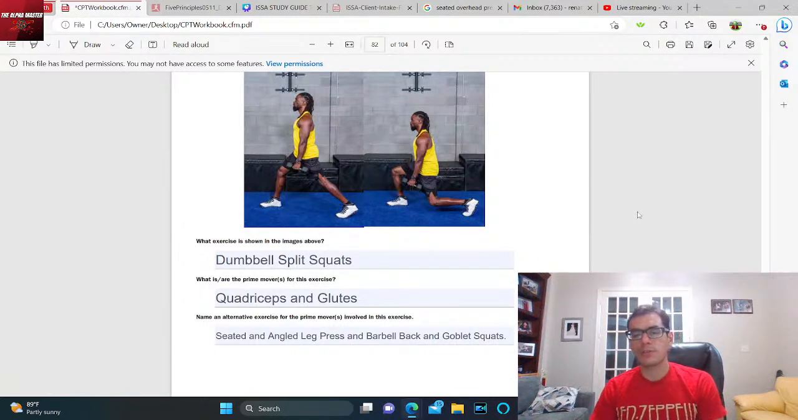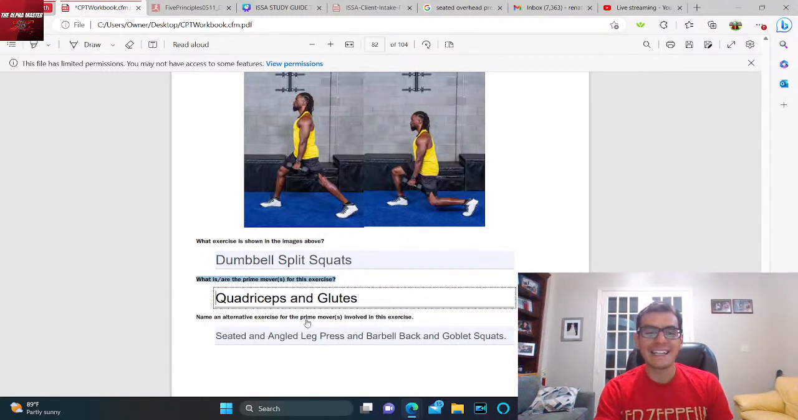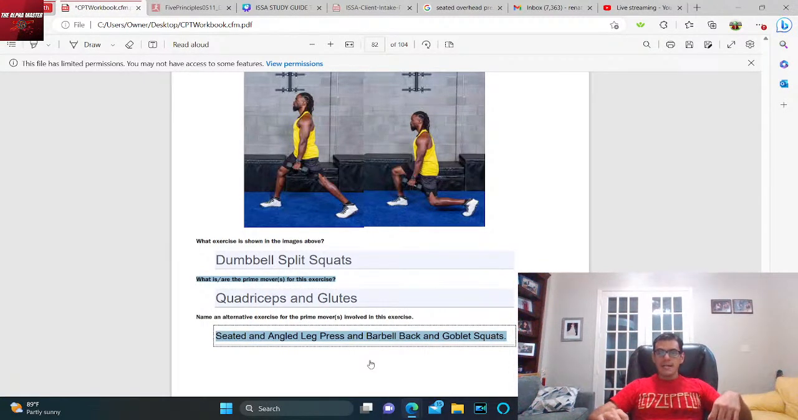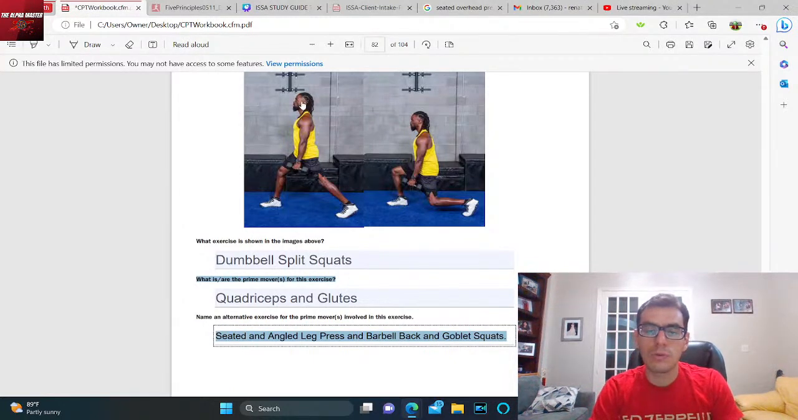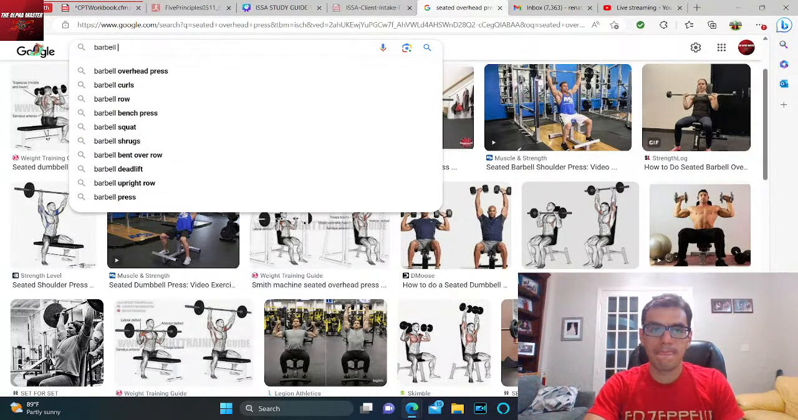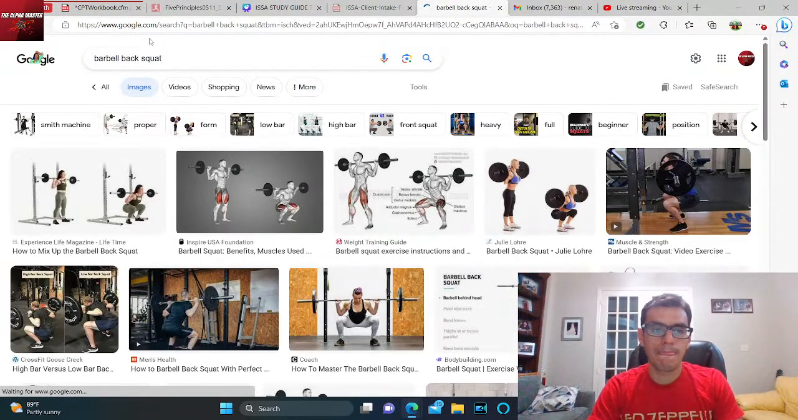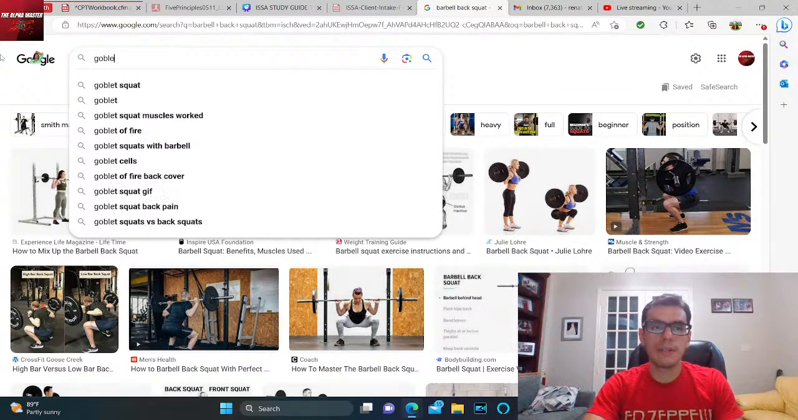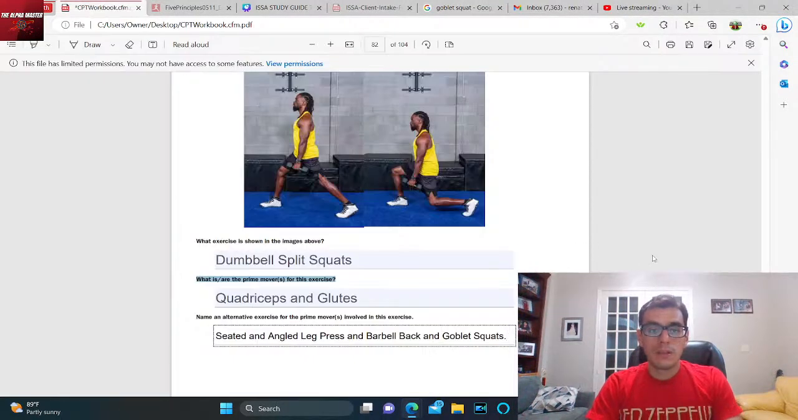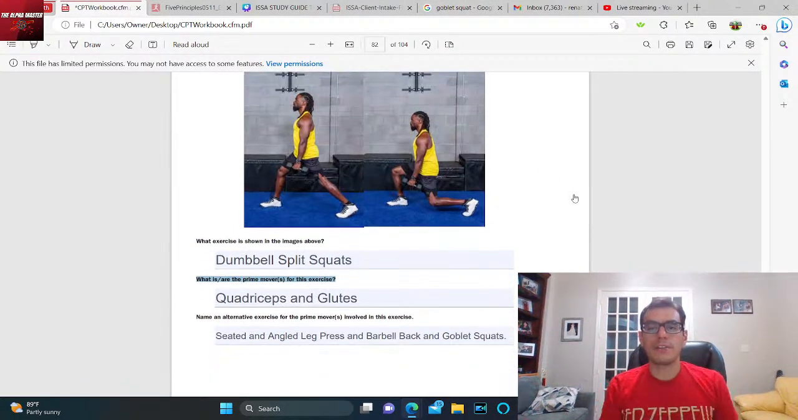The prime movers for this exercise are going to be the quadriceps and the gluteus maximus. And alternative exercises for the prime movers involved in this exercise are going to be the seated and angled leg press, the barbell back squat, and the goblet squat.